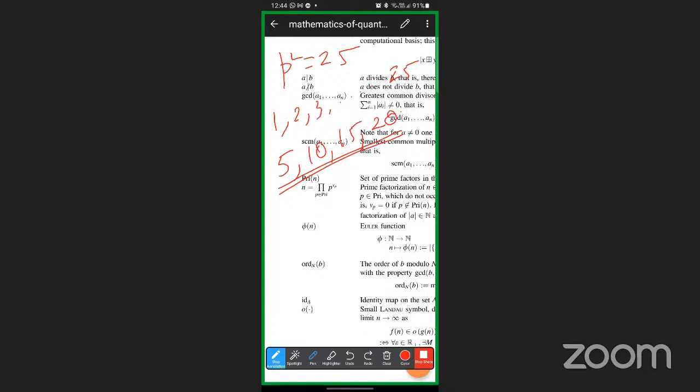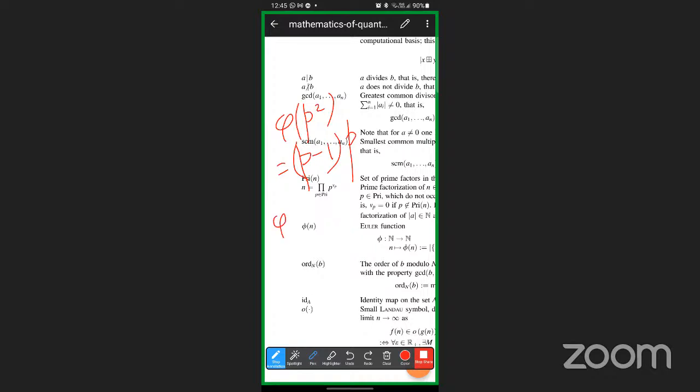and state that phi of p square is p minus 1 times p. So phi of 25 is 20. You can see that it is 4 into 5.